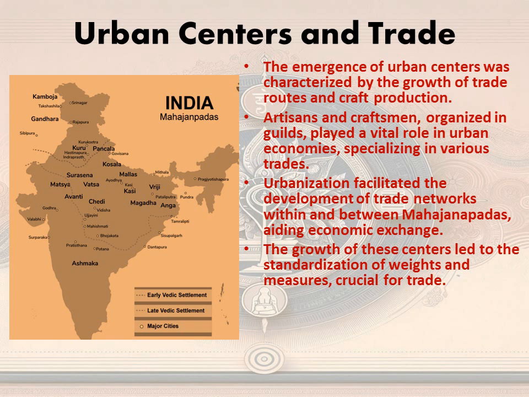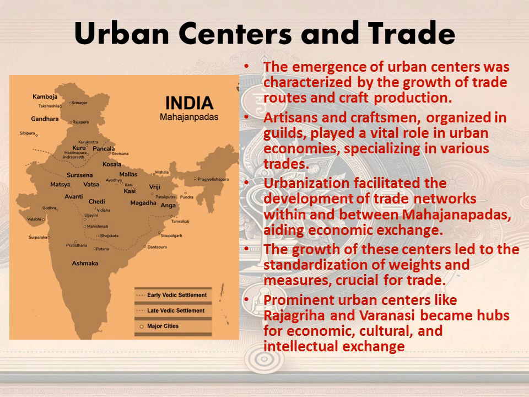That unit can be in the form of monetary, also in the form of weights and measures also. So there was a standardization of weights and measures. Prominent urban centers were there like Rajagriha and Varanasi. These two became hubs for economic, cultural and intellectual exchange. So these areas are still very much prominent in modern India, and from the ancient period they became hubs for economic and cultural exchange.